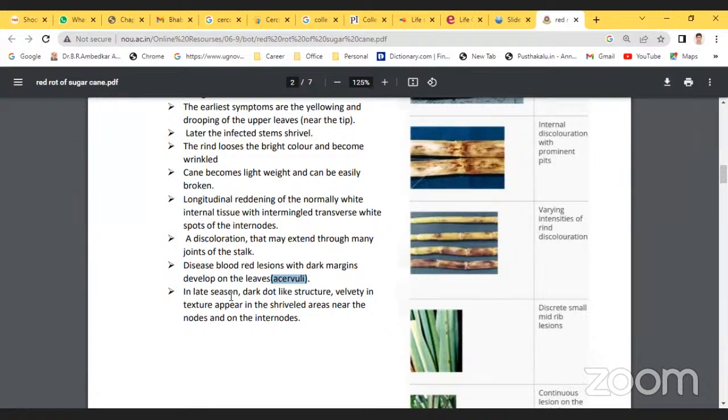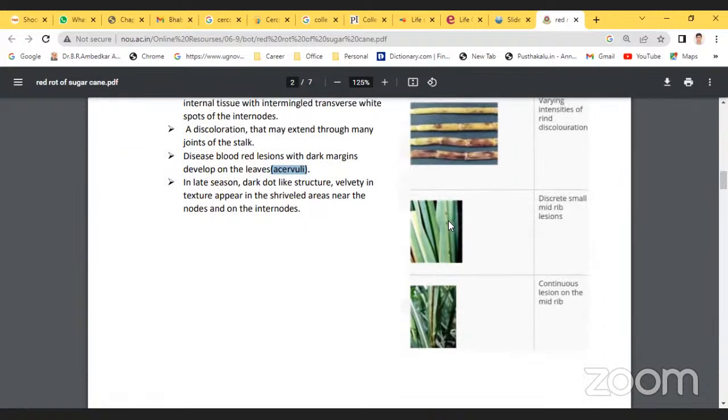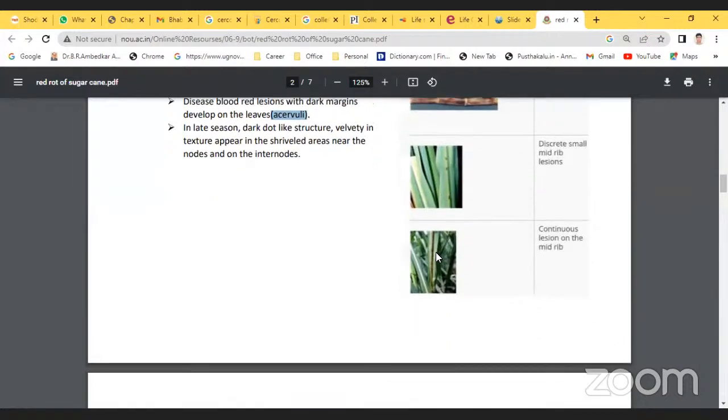In the late season, dark dot-like structures, velvety in texture, appear in the shriveled areas near the nodes and internodes. They also appear in small midrib lesions. These are the midrib, so observe these parts. There are continuous lesions on the midrib, starting with one spot and another spot. Then the entire sugarcane leaf is damaged like this.